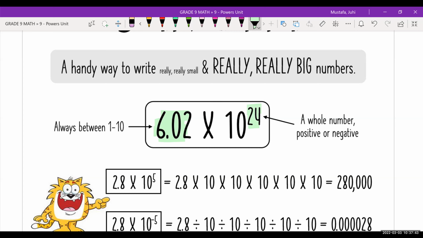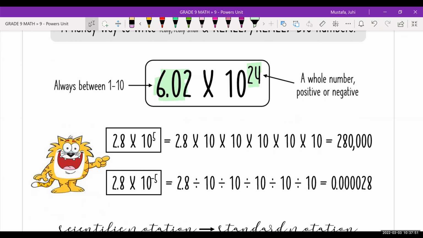But this number doesn't have to be positive. It can be a whole number that is positive, or it can be a whole number that is negative. Let's look at two examples here. We have 2.8 times 10 to the power of 5 and 2.8 times 10 to the power of negative 5. Now, if we were to write this in expanded form, because we're doing our powers unit right now, we're used to writing things in expanded form, it would basically be 2.8 times 10 times 10 times 10 times 10 times 10, which would give us 280,000.